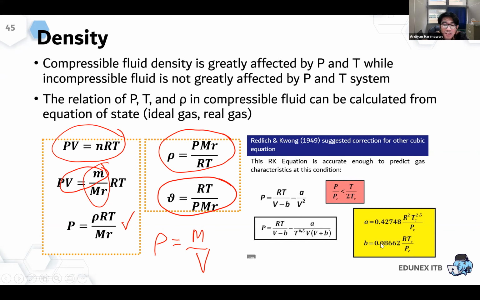Each equation of state has its own assumptions. That's why you cannot directly use one formula for all. For example, you cannot use the ideal gas as the equation of state for every condition. It only applies if the gas is ideal: if the pressure is very, very low, if the temperature is very, very high, then you can use the ideal gas approach. But for real gas, you can choose another equation of state, depending on the condition and the assumptions.